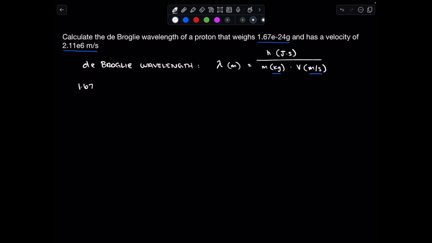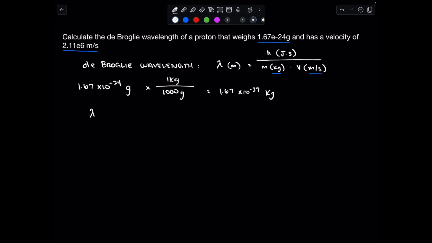So we're going to take our 1.67 times 10 to the minus 24 grams. We know that for every 1 kilogram, it's going to be 1,000 grams. So this is going to turn into 1.67 times 10 to the minus 27 kilograms. So very, very, very small mass. Now that we have everything in the correct units, we can plug this into our equation.